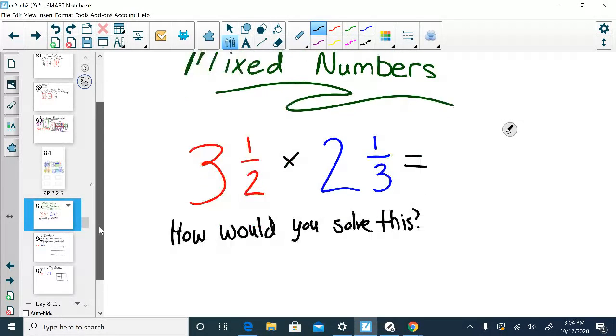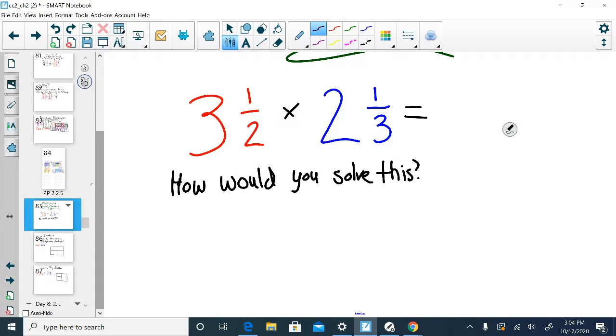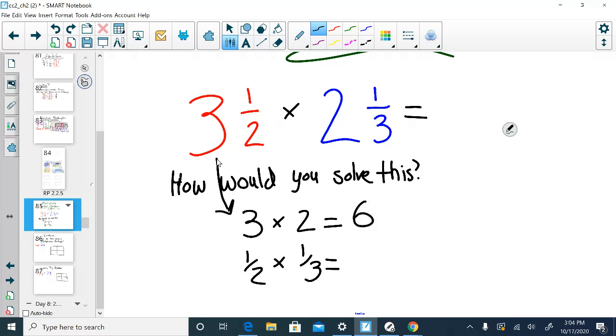Alright, so I'm sure you guys got a few different answers here. Maybe you decided to do 3 and 1/2, and then 2 and 1/3, and then multiplied the whole numbers together and multiplied the fractions together, and I'm sure you got 6, and then on the bottom 1/6, and then added those together to get 6 and 1/6. But now let's think about that.